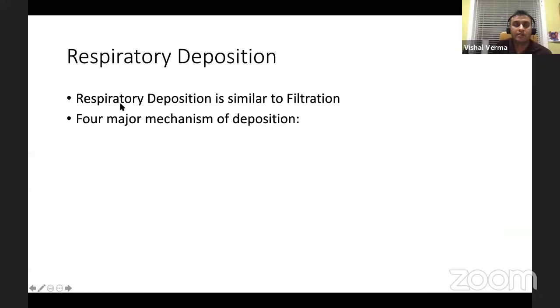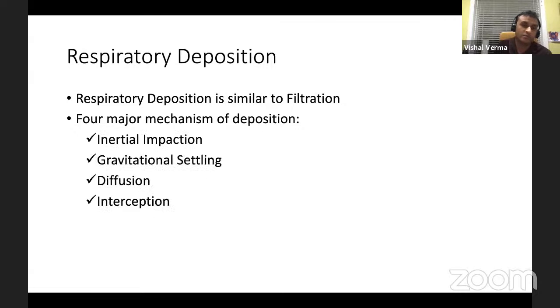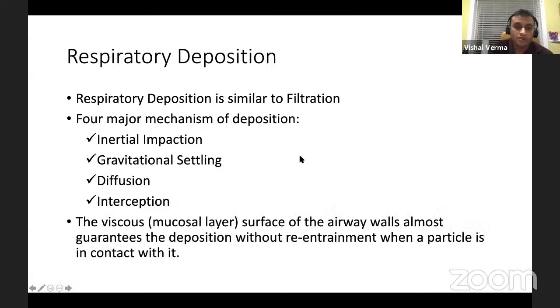So we just learned how filtration efficiency is a function of the particle size. The same thing happens in our respiratory system also, because our respiratory system, starting from our nose to the lungs, is actually a kind of filter. And basically these four major mechanisms govern the deposition of these particles in our lungs: inertial impaction, gravitational settling, diffusion, and interception. And in fact, the viscous mucus layer in our airway walls makes sure that the particles, once deposited there, are not re-entrained. So it's even more efficient.